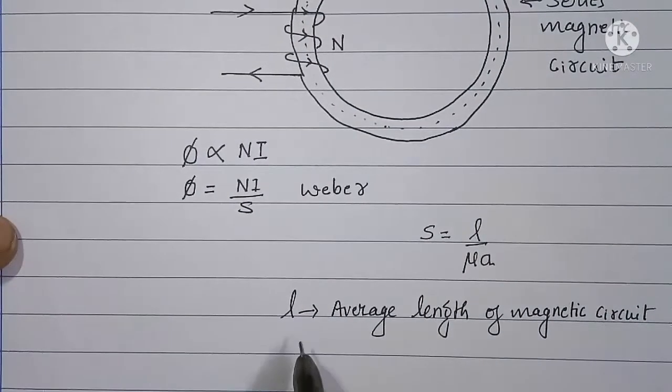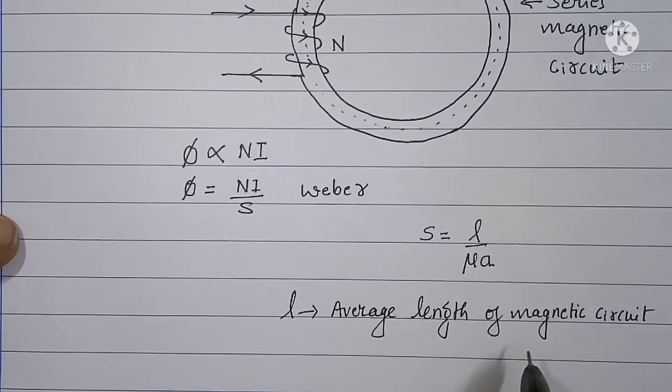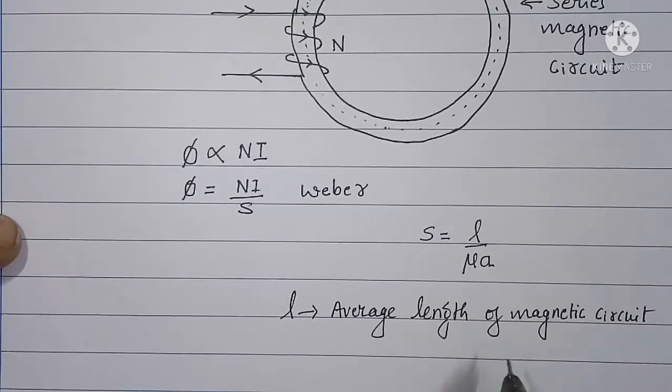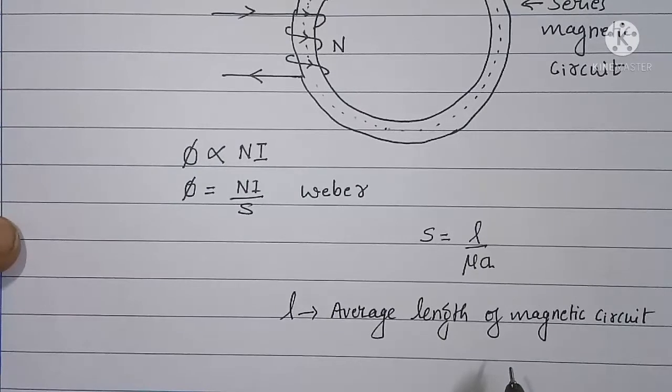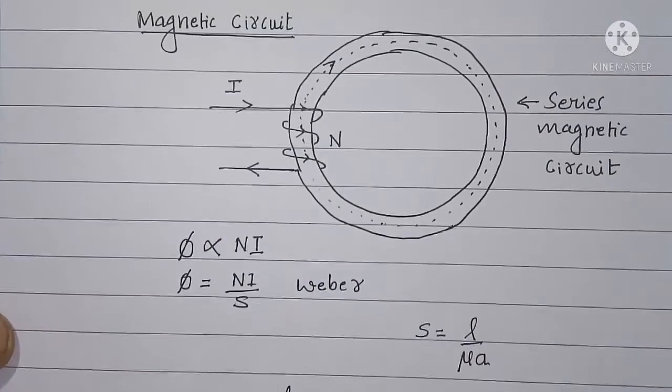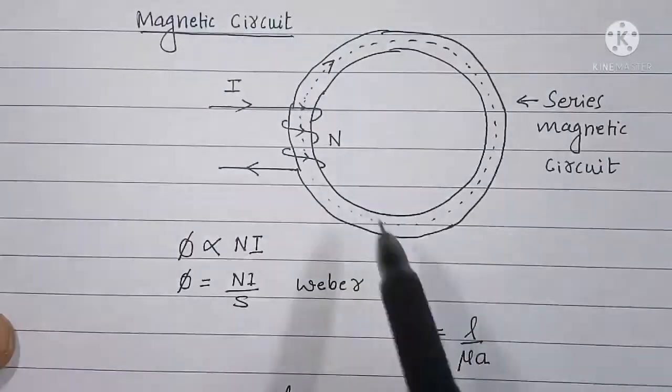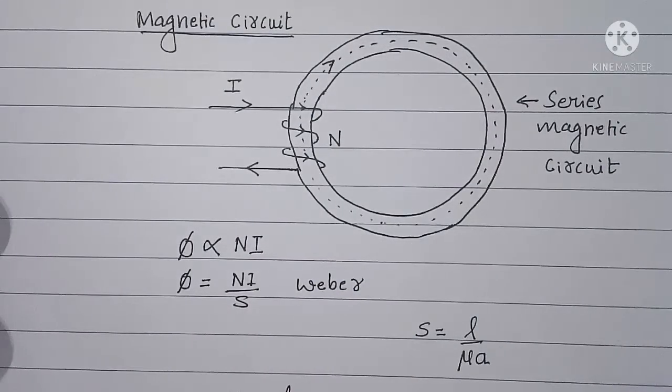Then what is the average length of magnetic circuit? Average length of magnetic circuit is nothing but the length of the axis of the iron rod that is being used in making the iron ring. And about this L already we have discussed.